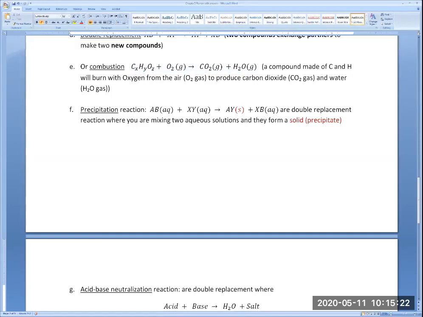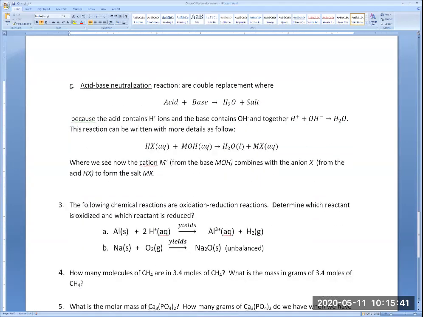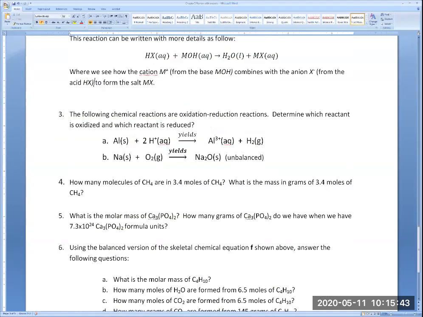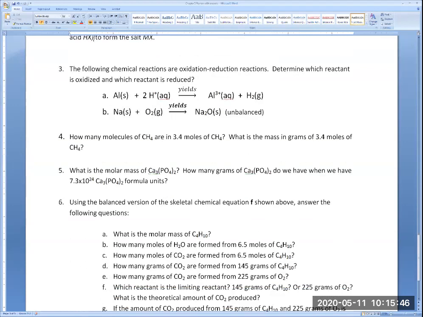and water. The formula for carbon dioxide is CO2. It's a gas at room temperature. And water, it's H2O, and it's in the vapor phase because you're burning. So combustion reactions are a subtype of oxidation-reduction reaction. So we will look at oxidation-reduction reactions.